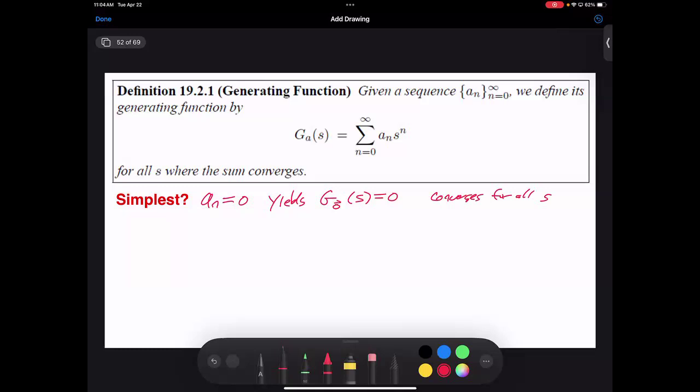Okay, can you give me another sequence that's somewhat easy? a_n equals 1, the next simplest. And that yields, I'll call it g_1 of s, is now the sum n goes from 0 to infinity of s to the n. Have we seen this before? Yeah, what series is this? Geometric. So this is just 1 over 1 minus s if the absolute value of s is less than 1.